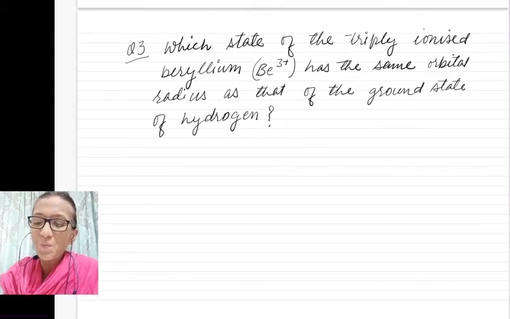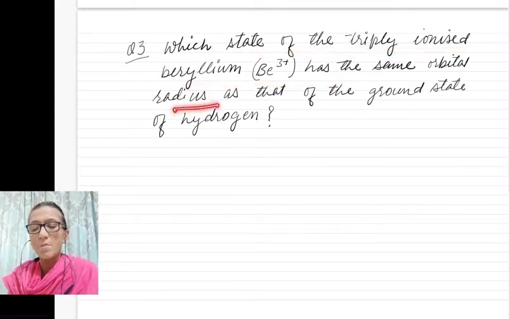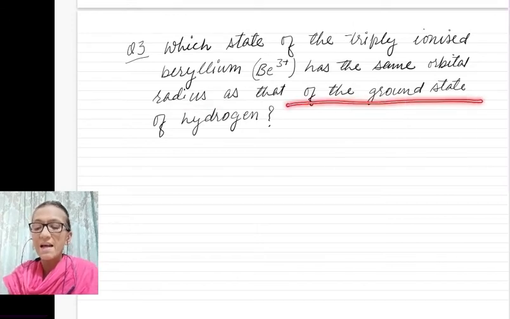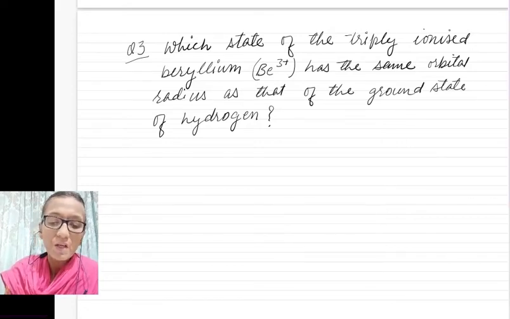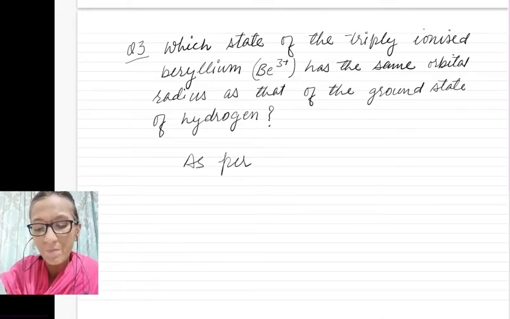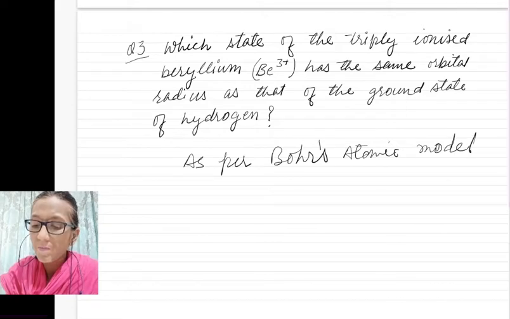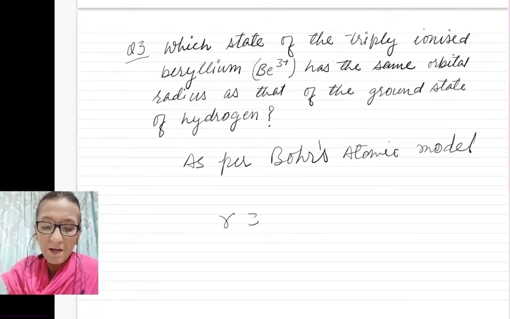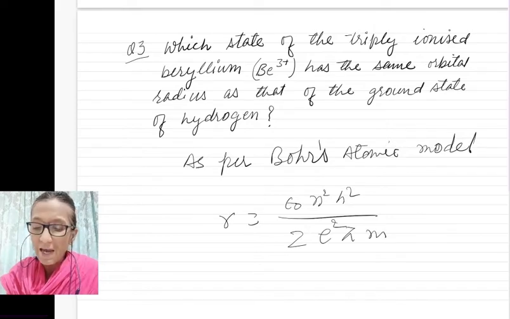Which state of triply ionized beryllium has the same orbital radius as that of the ground state of hydrogen atom? So you know what is the value of radius as per Bohr's atomic model? Radius r is given by epsilon naught n square h square upon pi m z e square.